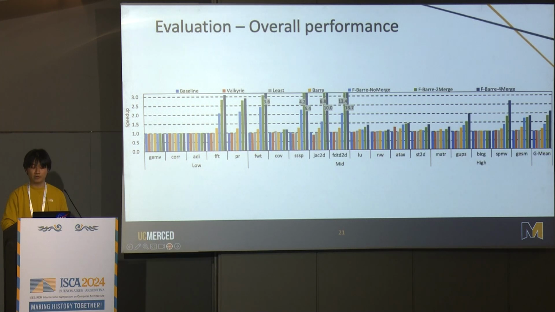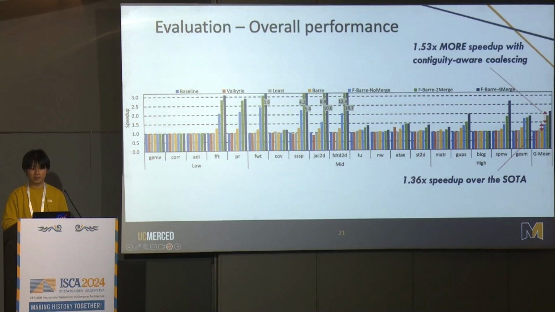For overall performance, we compare against the baseline architecture and 2 state-of-the-art works. On average, full bar is able to achieve a 1.36x speedup over the SOTA work. If we opportunistically merge 4 coalescing groups, bar is able to provide 1.43x more speedup. Such a noticeable performance benefit is because bar can fundamentally remove expensive page table walks.